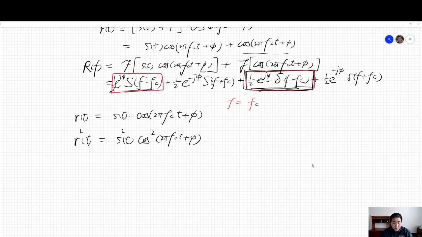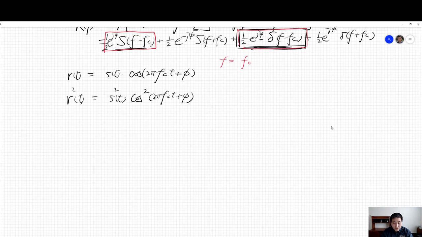In the suppressed carrier modulation case, what we can do is use a squaring process to help find the carrier phi. The square of the received signal RT becomes ST squared times cosine squared of 2 pi FCT plus phi, and that equals half of ST squared times cosine of 4 pi FCT plus 2 phi.